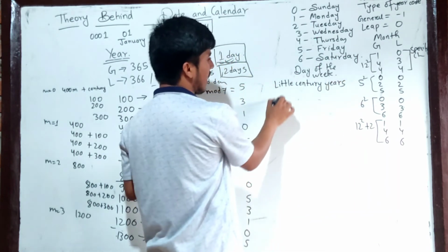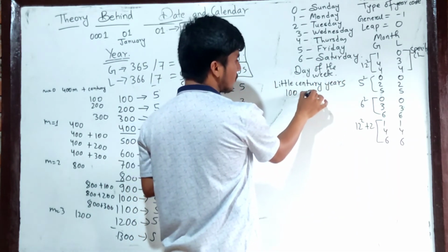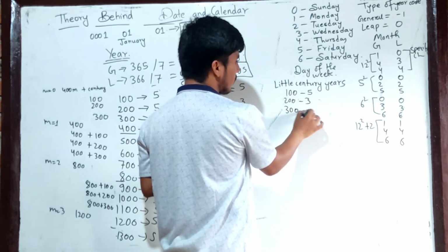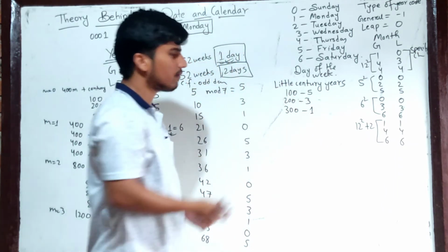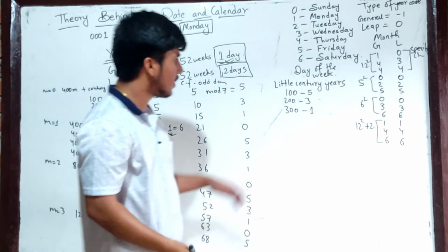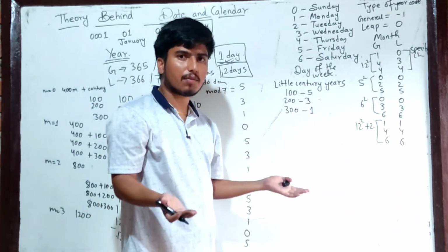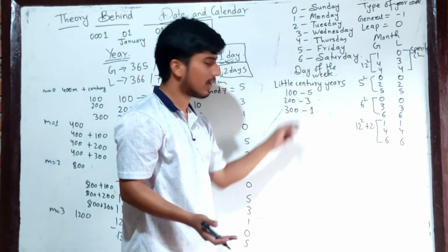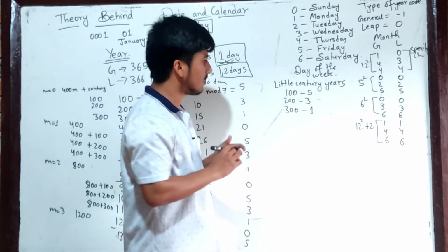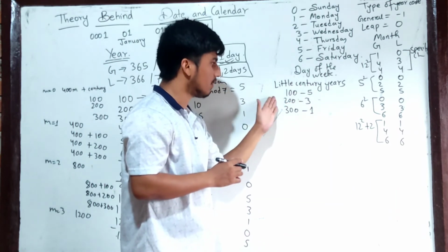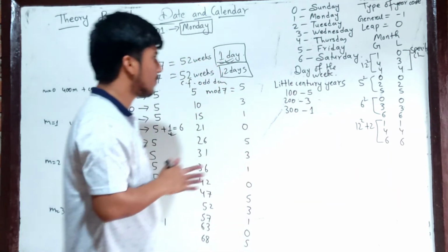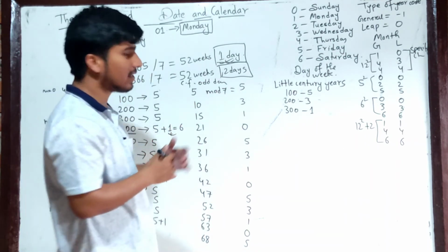And these codes are: for 100 the code is 5, for 200 the code is 3, for 300 the code is 1. And this is nothing difficult, right? Because if we think about the odd numbers 1, 3, 5, the relation is just opposite. The smallest gets the biggest, the middle one gets the middle, and the biggest gets the smallest. The relation is opposite. We just have to memorize that.